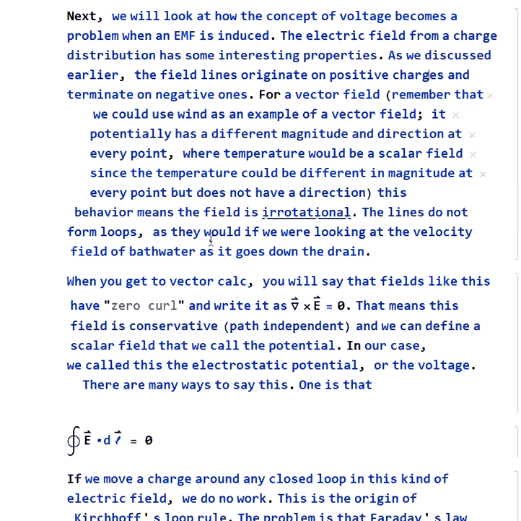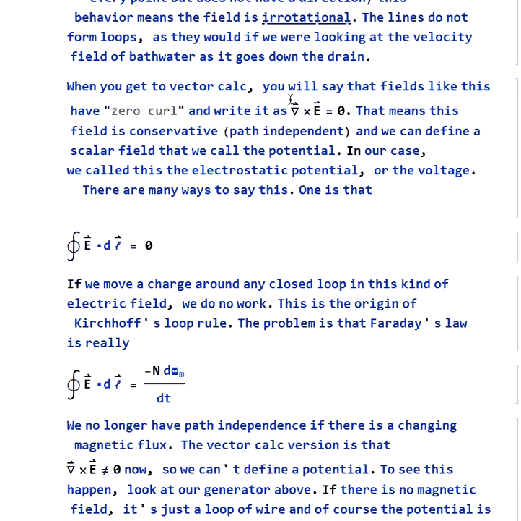When you get to vector calc, you'll say that irrotational fields like this have zero curl, and you'll write it with this directional derivative we've talked about. What looks like the cross product of that and the vector field equals 0, that means it's irrotational. And that means a few things. It also means the field is conservative, which means it's path independent, and that means we can define a scalar field that we call the potential.